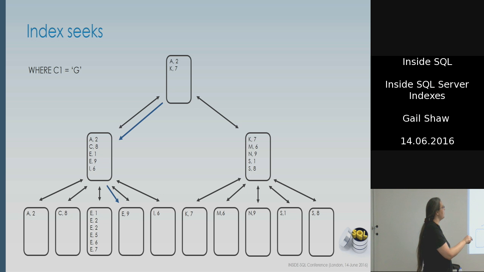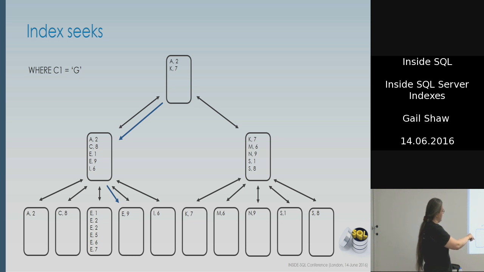So we can start again with the root page, and this time we are looking for a specific value. So we're looking for G. G is greater than A, G is less than K, therefore this way. Greater than A, greater than C, greater than E, less than I, so it must be this page. Somewhere on this page.